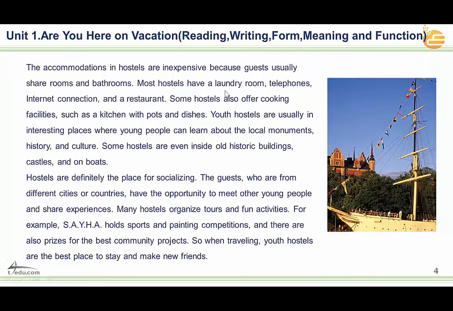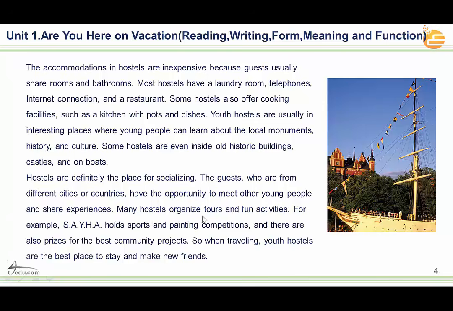The accommodations in hostels are inexpensive because guests usually share rooms and bathrooms. Most hostels have a laundry room, telephones, internet connection, and a restaurant. Some hostels also offer cooking facilities, such as a kitchen with pots and dishes. Youth hostels are usually in interesting places where young people can learn about the local monuments, history, and culture. Some hostels are even inside old historic buildings, castles, and on boats. Hostels are definitely the place for socializing.